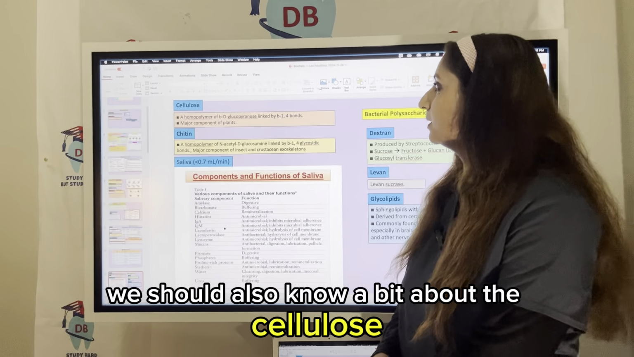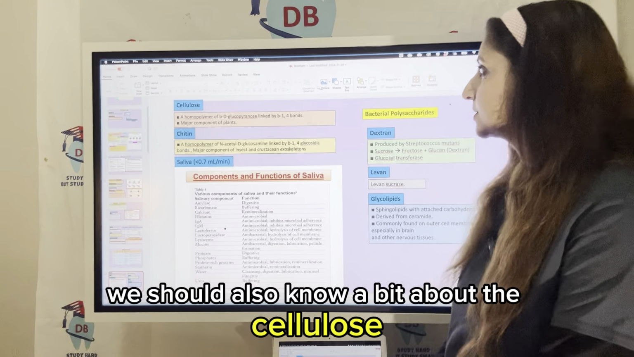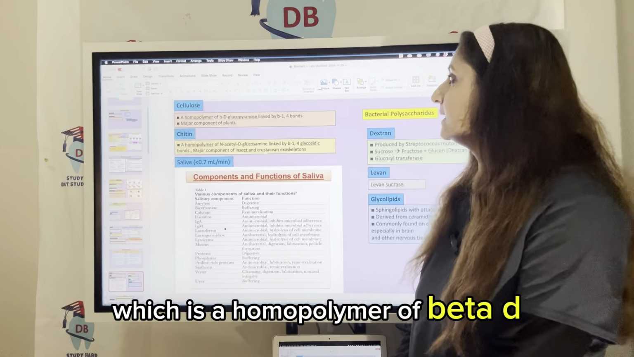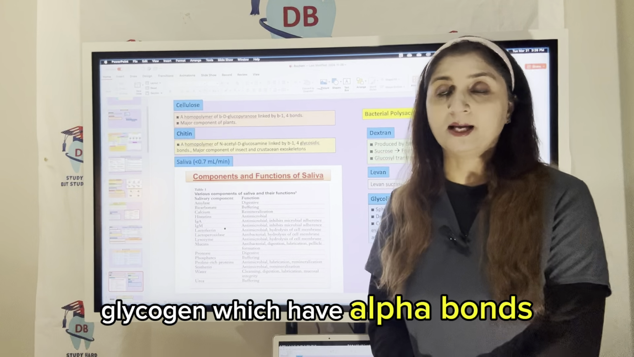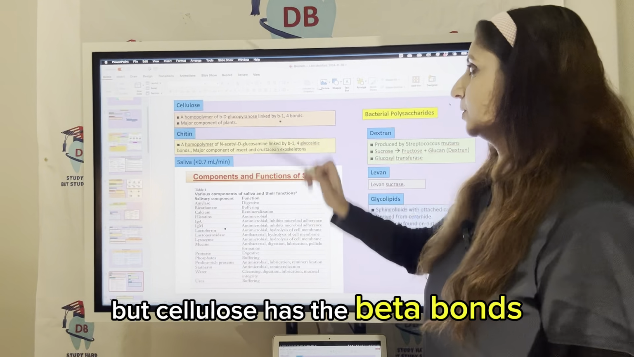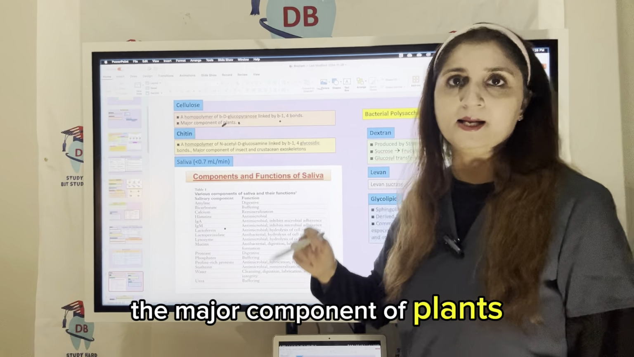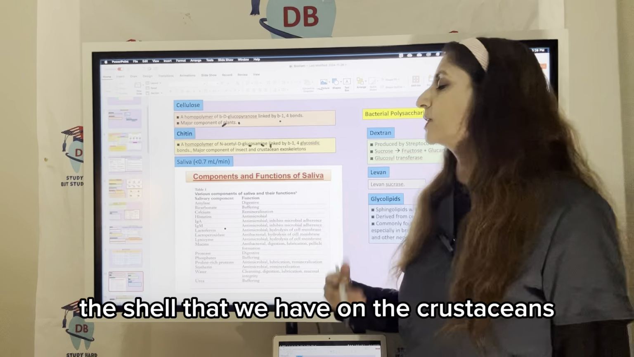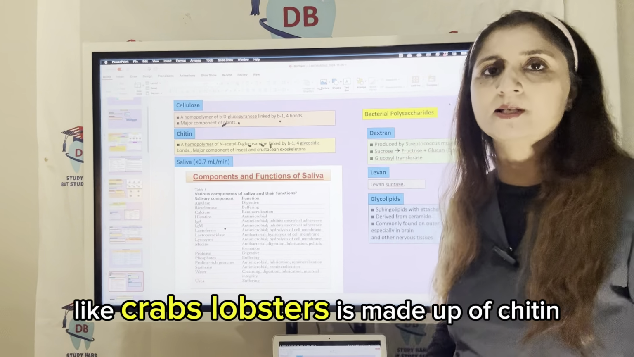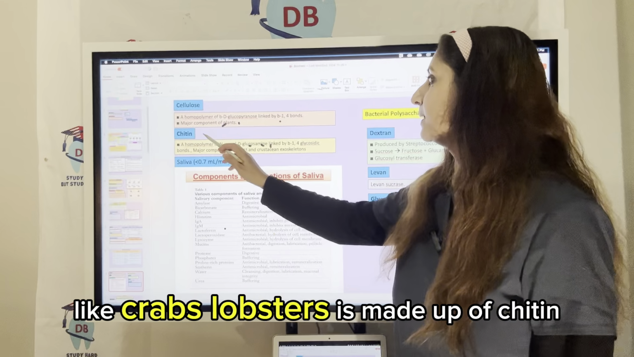We should also know a bit about cellulose, which is a homopolymer of beta-D-glucopyranose. And if you remember, starch and glycogen have alpha bonds, but cellulose has beta bonds. It's a major component of plants. Now chitin is a homopolymer of N-acetyl D-glucosamine. The shell that we have on crustaceans like crabs and lobsters is made up of chitin.